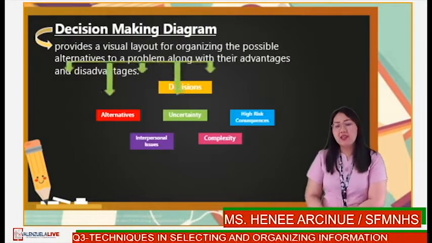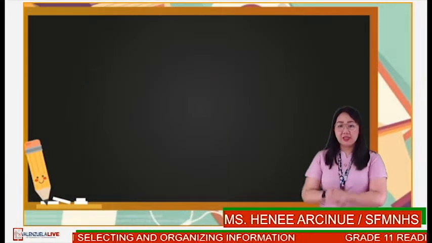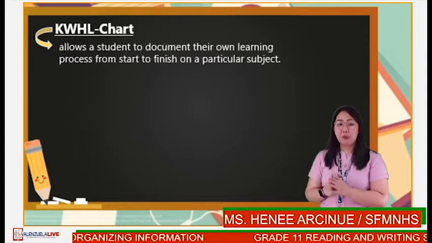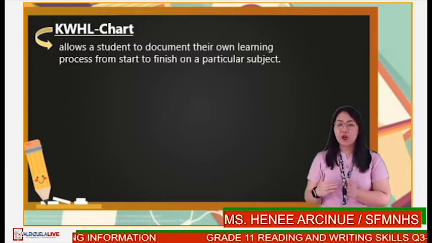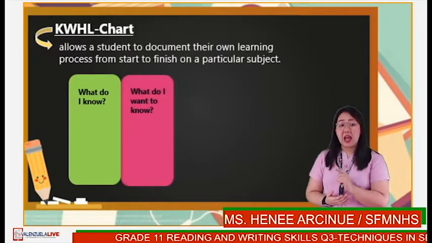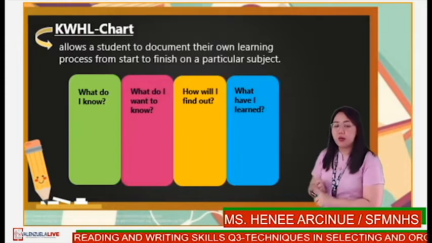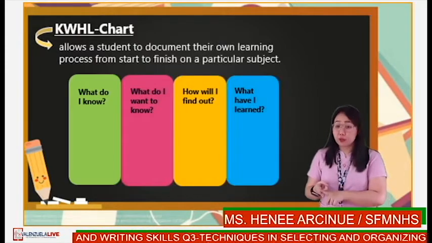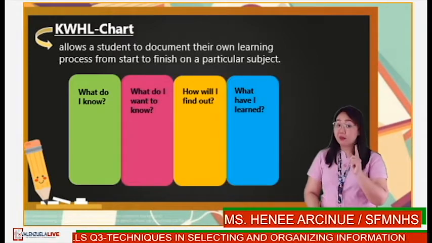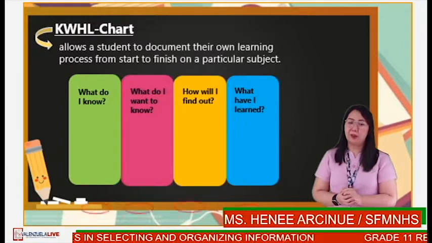Next is the KWHL chart. This allows a student to document their own learning process from start to finish on a particular subject. The letters stand for the steps in the process, which means what I already know, what I want to learn or to know, how will I find out, and what I have learned. Sometimes, the H in the KWHL chart can be optional.